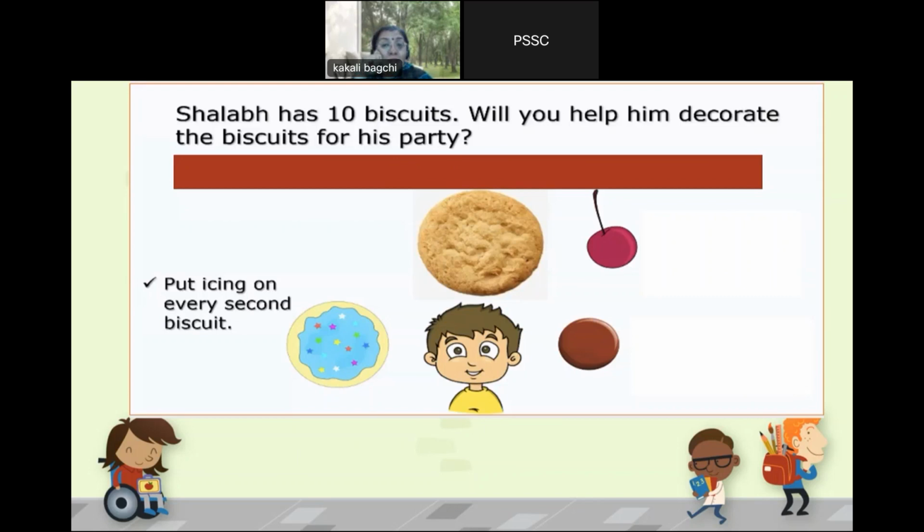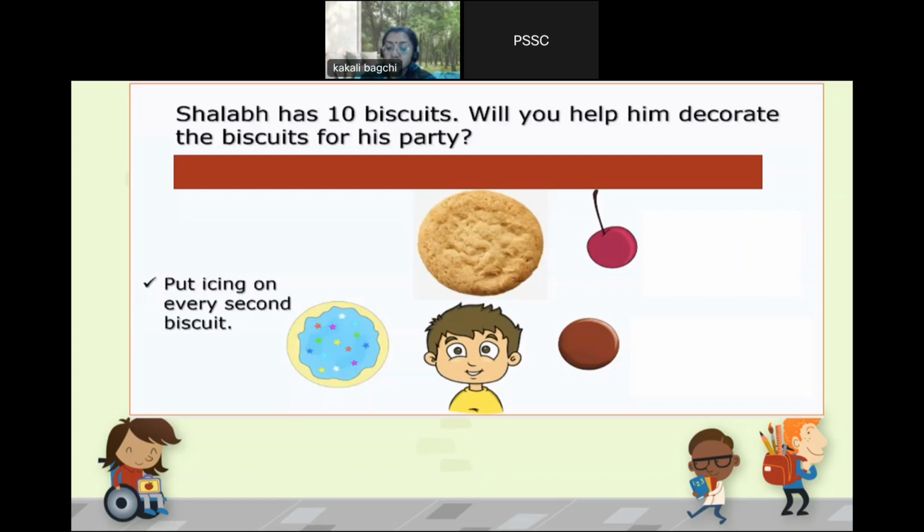You are teaching your students what? 2, 4, 6, 8, 10? What numbers? Yes, even numbers. Multiples of 2. But don't utter the word multiple of 2. When children hear LCM, HCF, multiples, it creates an aversion.